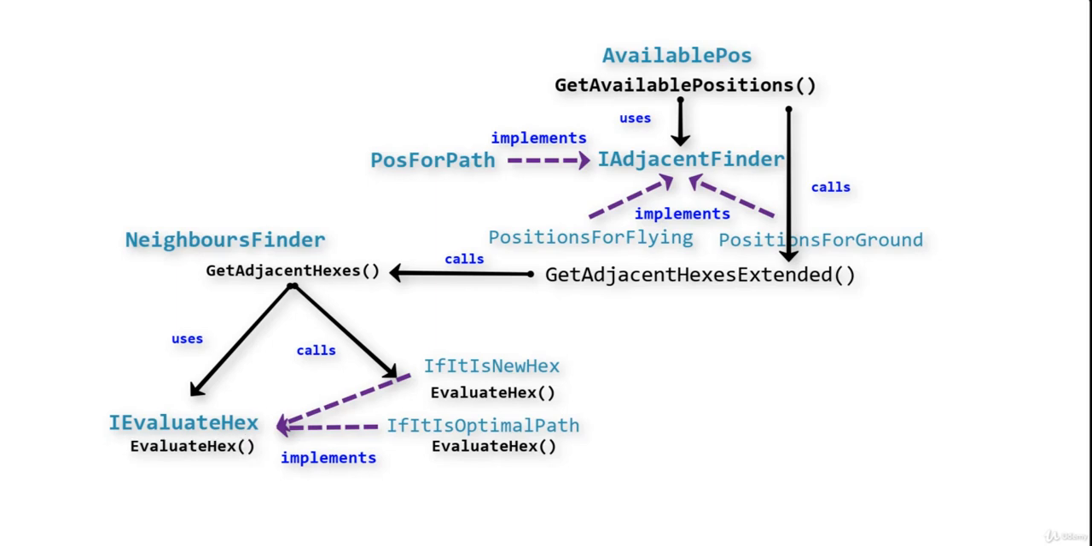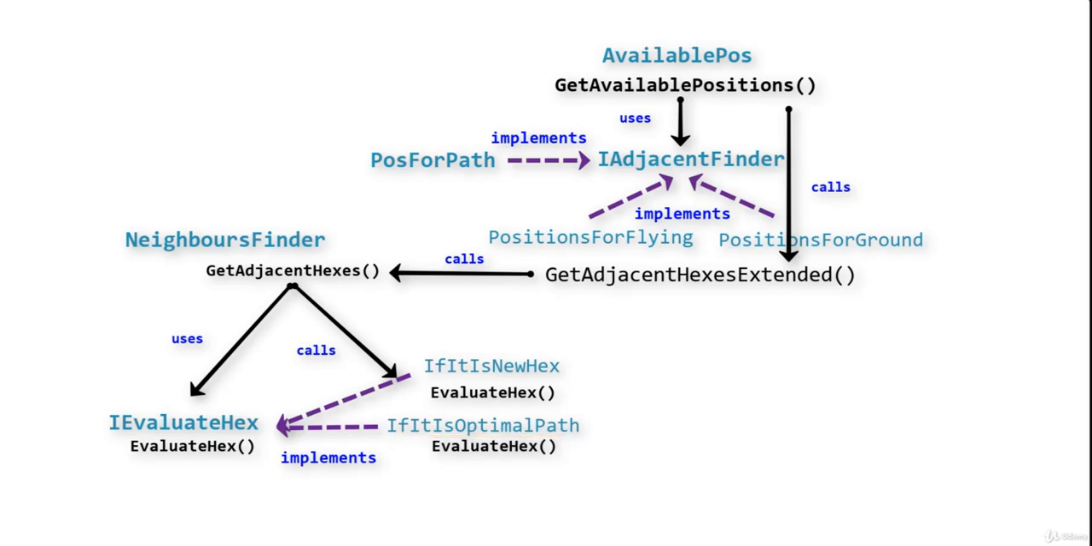I will name this first script as well as the method that we already use. I will name it IfItIsNewHex. We will not change anything else. The methods will do the same. The second script using the interface will help us to determine the optimal path. I will name it IfItIsOptimalPath. It will also evaluate the hex, but this time the method will have different behavior.